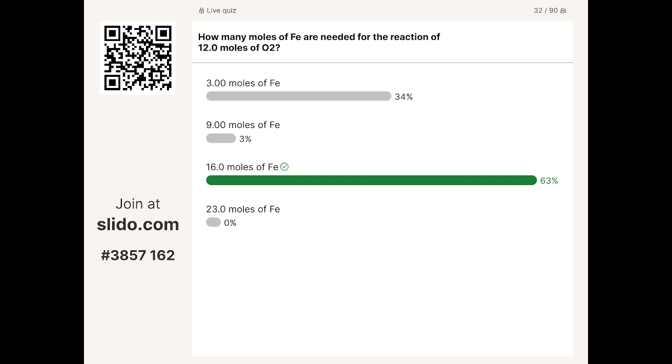If every time we're doing this nobody's getting it right and everybody's just randomly selecting junk, then I'd start penalizing people. But no, everybody is actually giving effort and trying, and that's what I really want to see. Yeah, so it's the 16 moles of iron.